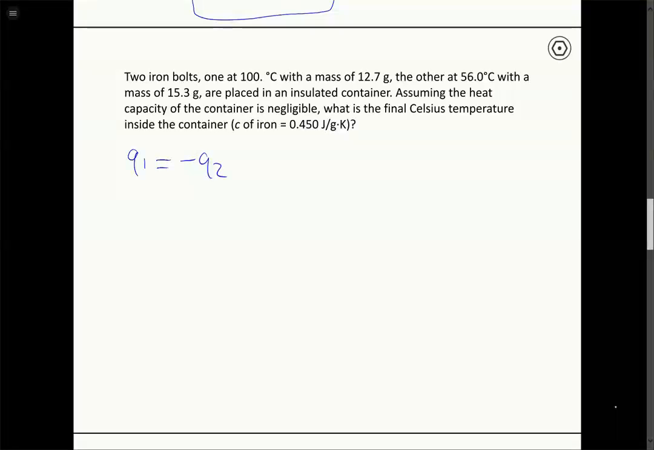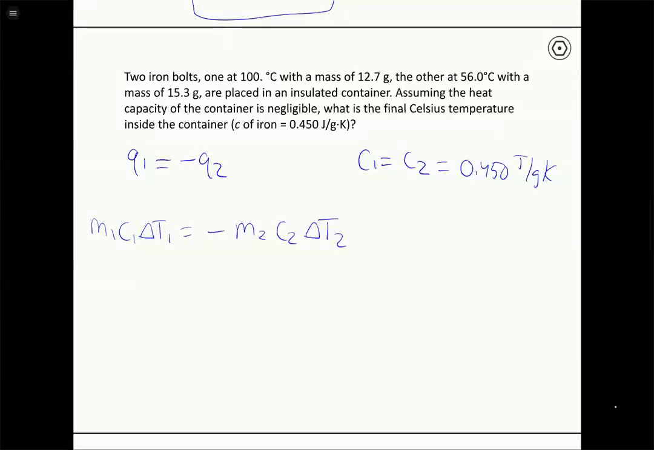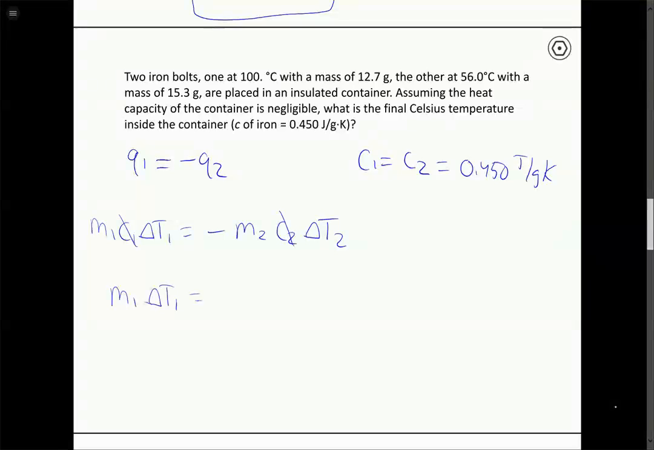Alright, so in this case we have, again, for each one, an MC delta T term. So the first mass times its heat capacity times its change in temperature is equal to the negative of the second mass times its heat capacity times its change in temperature. Important point here is that both of these are the same material, iron. So C1 equals C2 equals, and we're given the numbers, 0.450. But if the two substances are the same, we don't even need the heat capacity because C1 equals C2, so they can both divide out. So really we can simplify this and say M1 delta T1 equals minus M2 delta T2. If the two substances are the same, we don't need the heat capacity because it divides out of this equation.